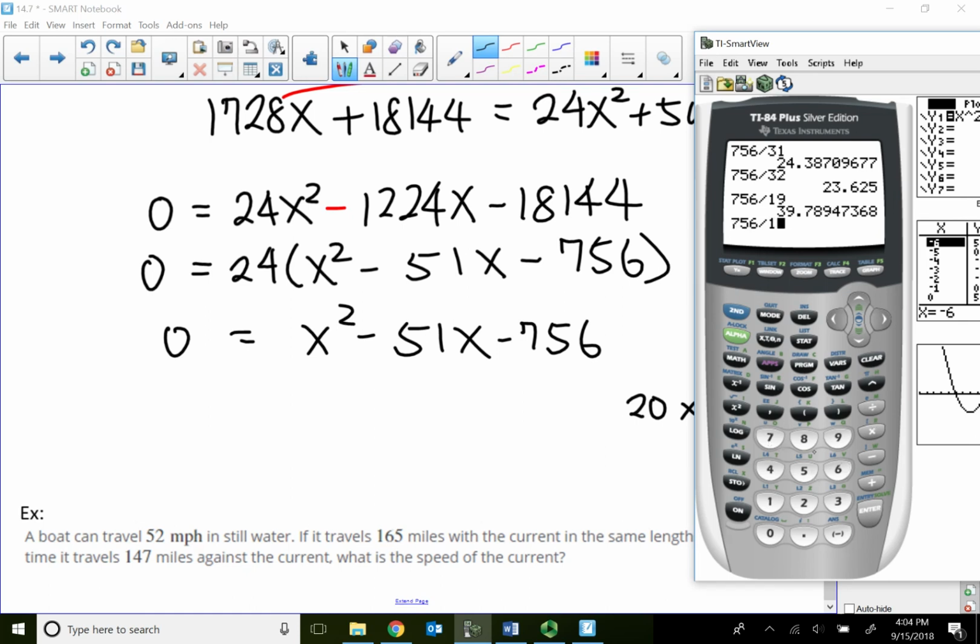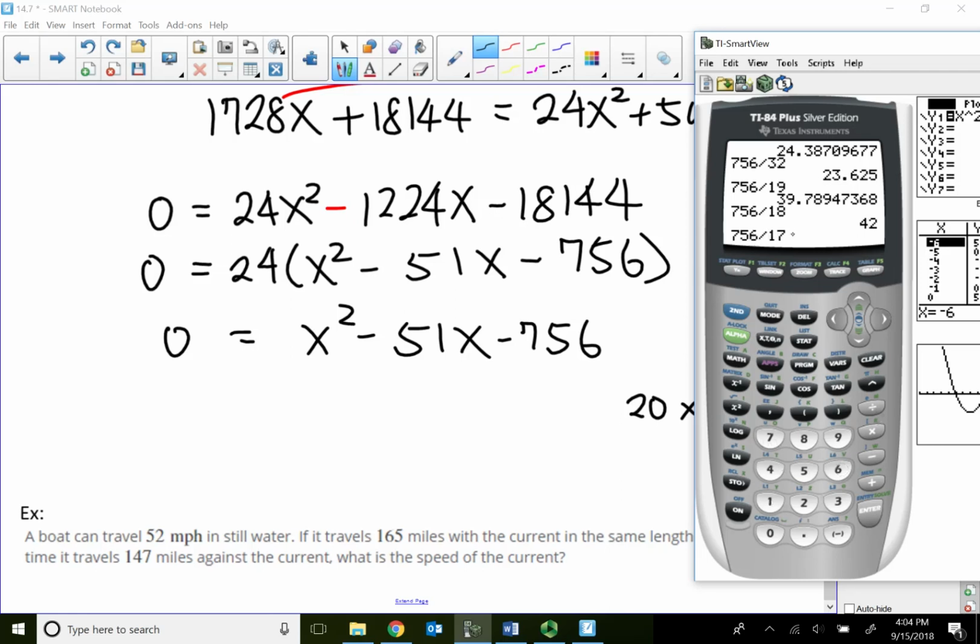756 divided by 18. 42 and 18. Still not a big enough difference. So let's go even smaller. 17. 756 divided by 17.